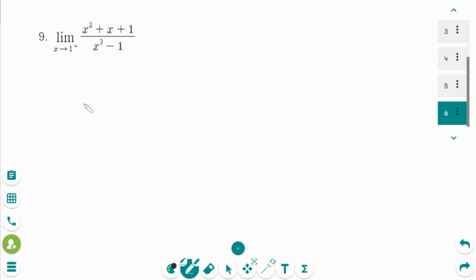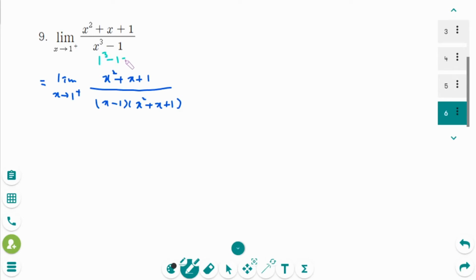This is the next question. Limit as x approaches 1 from the right, keep the numerator, over x cubed minus 1 can be factored as x minus 1, x squared plus x plus 1. If you don't remember the formula, then use synthetic division. When you put 1 into x, x cubed minus 1 equals 0. This means the denominator has a factor of x minus 1.